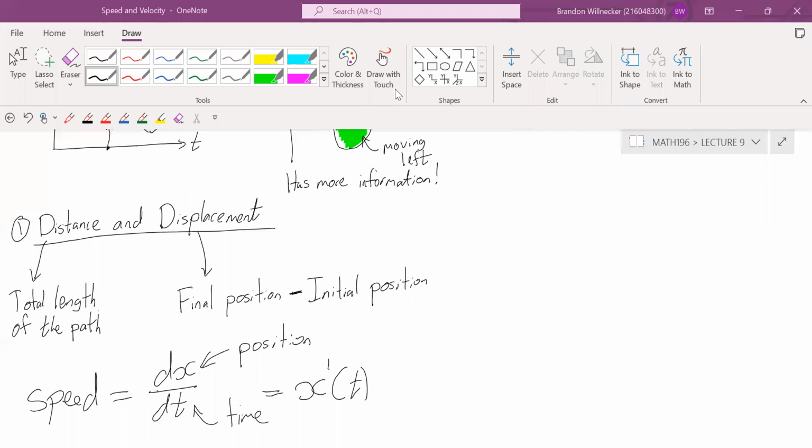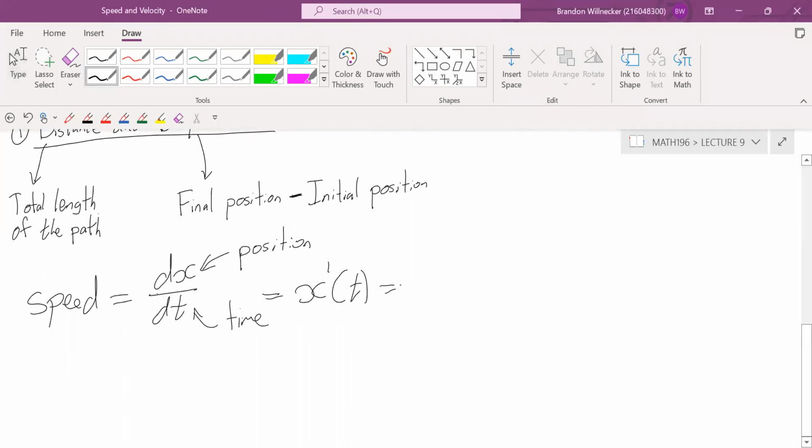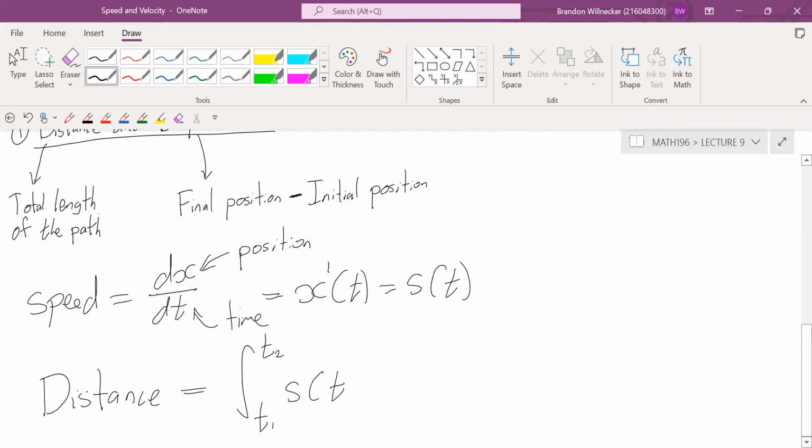Now, since it's a derivative, or a rate of change of something, we can undo that by using the net change theorem. And this is also given by S of t. If we want to undo this derivative, we then need to integrate up the speed to get the distance. So the distance is equal to the integral, let's say from t1 to t2, of your speed. Because remember, speed is the rate of change of distance.